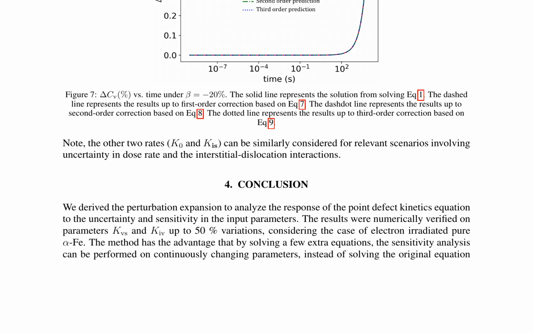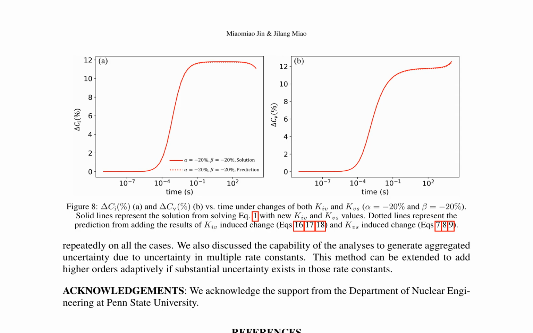This approach can be extended to analyze the sensitivity of other rate constants, such as K0 and KISS, in scenarios involving uncertainty in dose rate and interstitial dislocation interactions. The perturbation expansion method efficiently analyzes the response of point defect kinetics equations to uncertainty and sensitivity in input parameters. This method has the advantage of performing sensitivity analysis on continuously changing parameters by solving a few extra equations, rather than solving the original equation repeatedly.